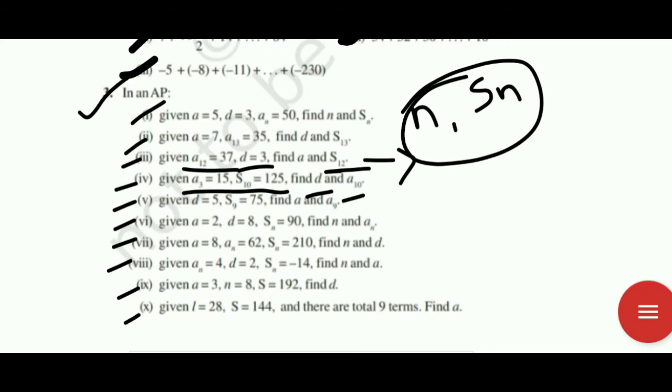Same way I have showed you how to solve this fourth one. Same way you can do fifth one. See, D value is given, S9 is given. S9 is given means you can expand this S9 formula. 9 by 2 into 2a plus n minus 1 into D. Yeah, you can give the value of D.